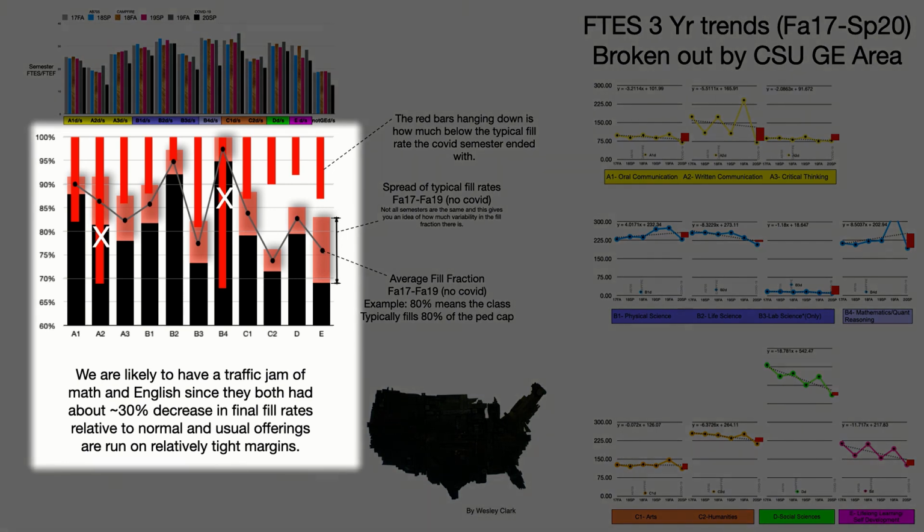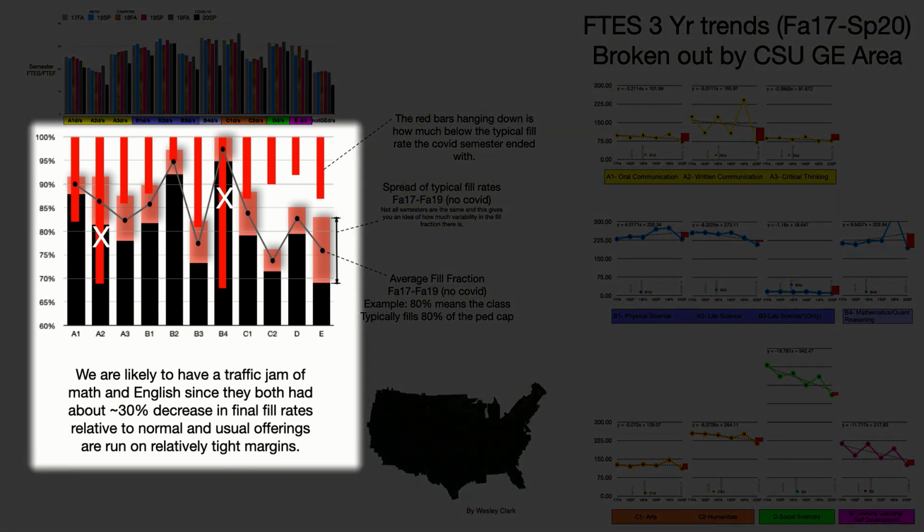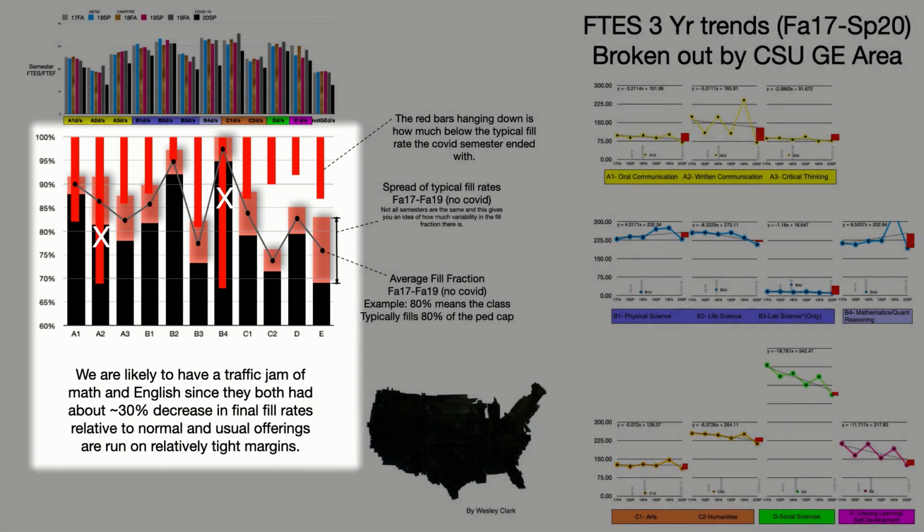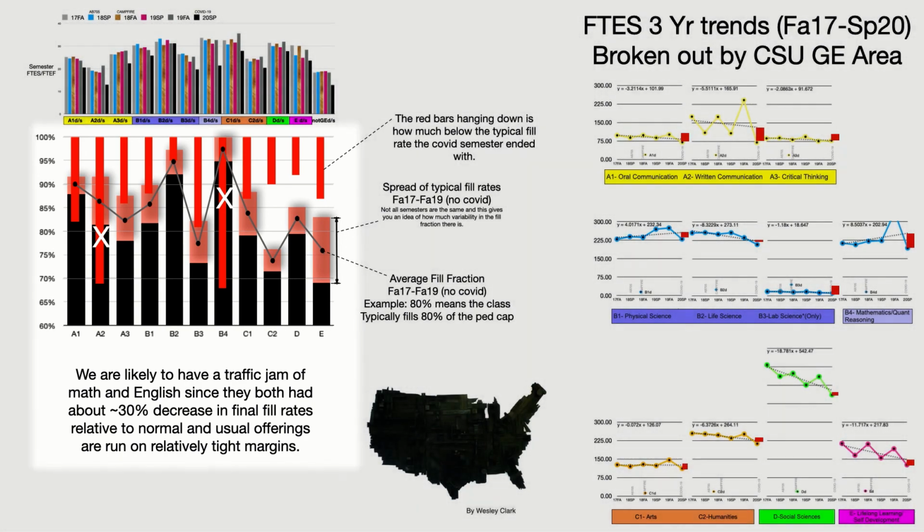Turning our attention back to the graph, looking at the white crosses indicate that we're going to have a bottleneck of students getting into the composition and math classes if we assume that those students that dropped during the COVID semester are going to come back. We just have to be aware of this potential bottleneck when planning for future semesters.